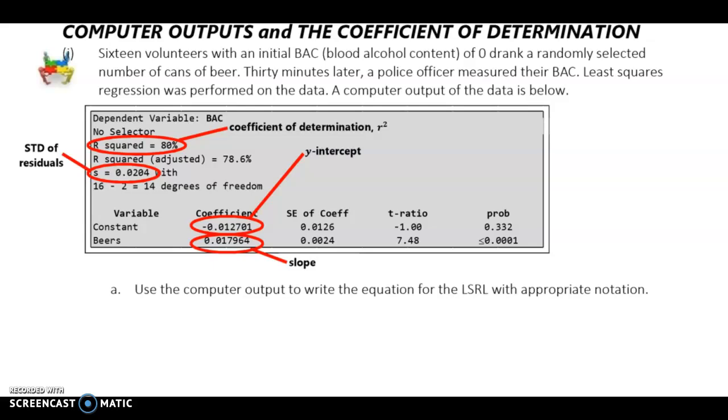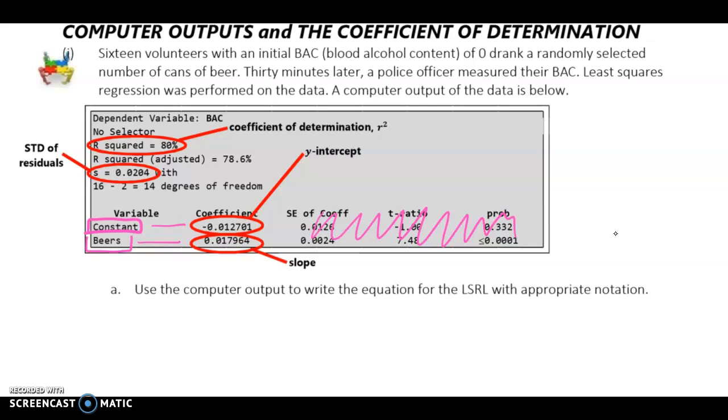Okay, so we have the constant here. Whenever you see the word constant, that corresponds to the y-intercept. And then whatever you have that's an actual word, so in this case beers, that corresponds to the slope. You're not going to worry about any of this right now. We'll talk about all of that later.